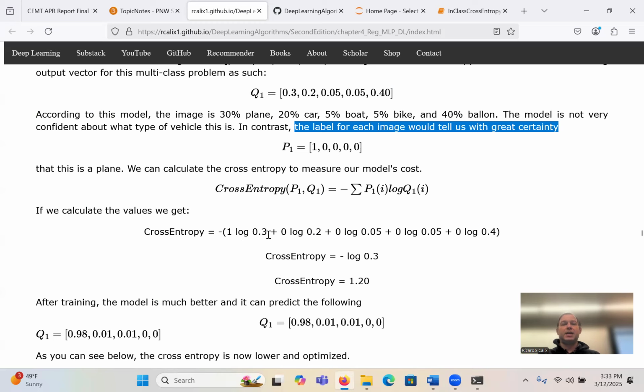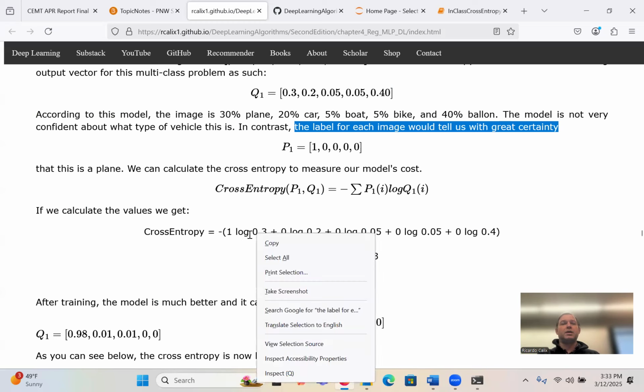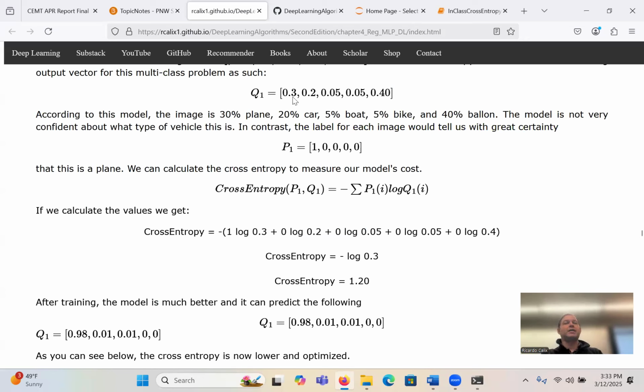And then here we add the log of the predicted value. We know that the model thinks it's a 0.3. So 1 times log 0.3. Not very certain, but that's what we're trying to change, right? And then for the others it would be 0.2, 0.05, 0.05, and 0.4, which correspond to the values in this vector. That's how you calculate the multi-class cross entropy. If you do this computation, it'll give you a cross entropy of 1.2. Do you see that? That is the value that we're trying to minimize in this problem.